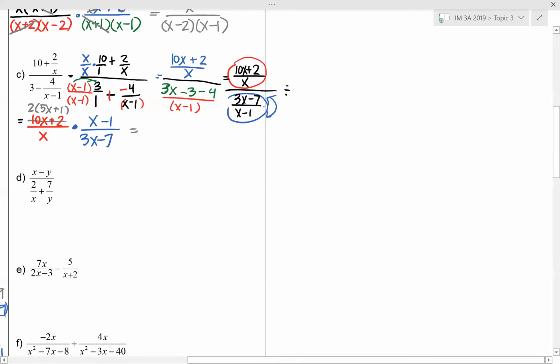So for my answer, I'm just going to write everything multiplied together. Remember, we don't actually distribute these. So I have 2 times 5x plus 1 times x minus 1 over x times 3x minus 7. Okay, so this compound fraction simplified into a single fraction is that expression.